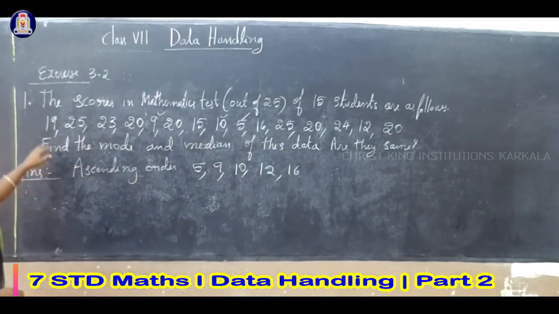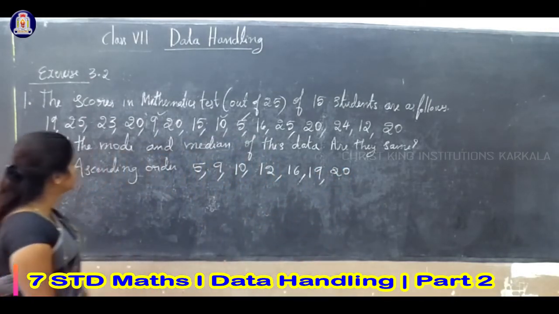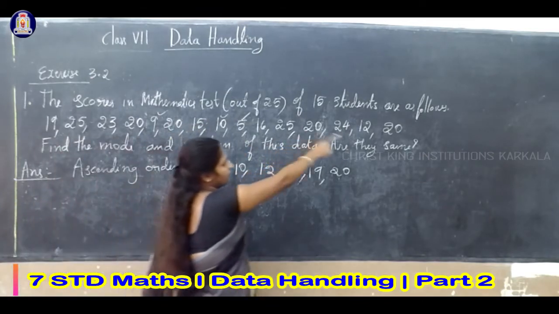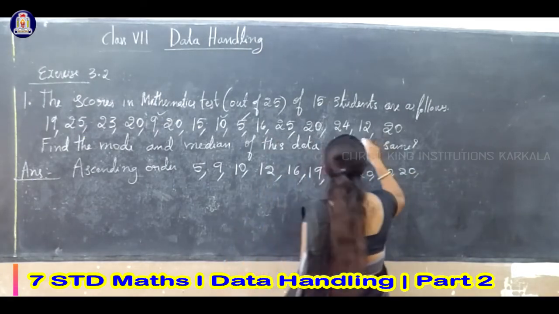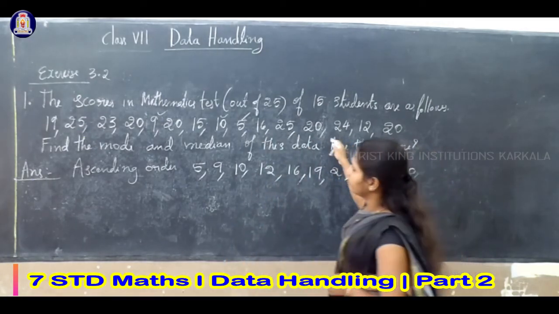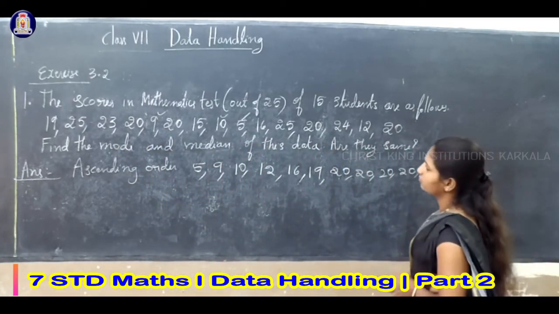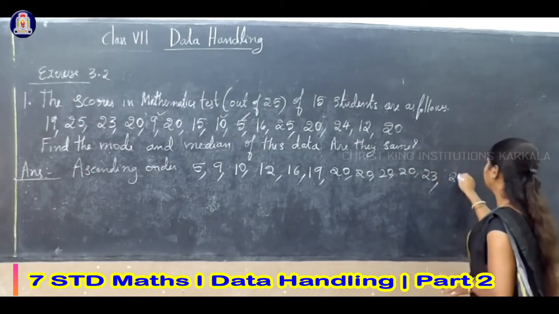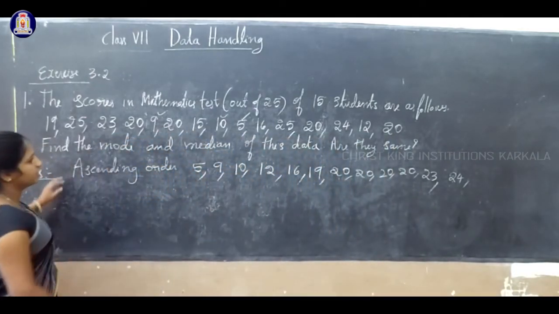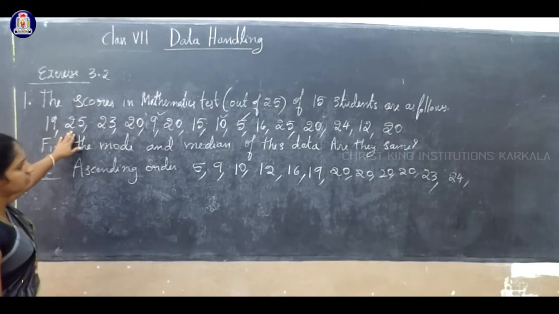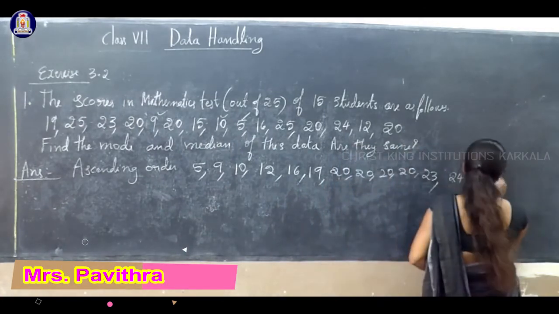Next is 16, then 19, then the next number is 20. How many times is 20 repeated? 1, 2, 3, 4. So you have to write it 4 times. Next number is 24, and before 24 the smallest number is 23. 24 appears only one time. The next number is 25, which appears 2 times, so 25, 25.